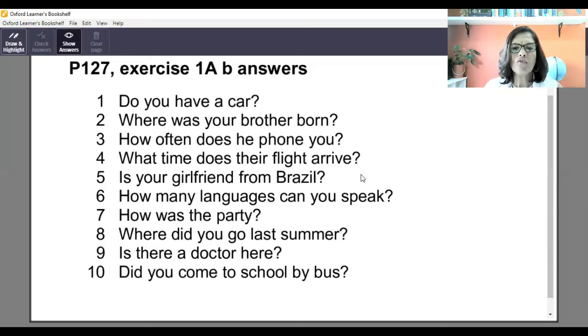Number 5, is your girlfriend from Brazil? So the verb to be is the main verb, right? Is the only verb in the sentence. Is she from Brazil? Yeah, Brazil. The L is not like in português, com som de U. Okay? Brazil. 6. How many languages can you speak?